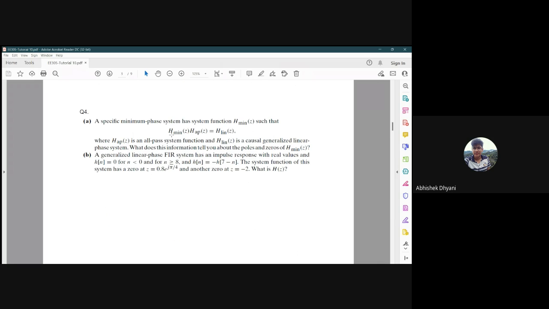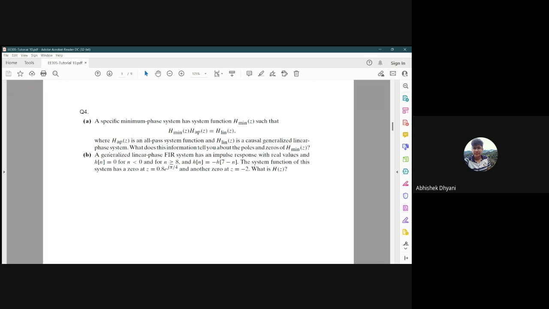So in the first part, we have determined that if this condition has to hold, then the minimum phase part must have its poles and zeros of the second order. And now let's look at the second part.